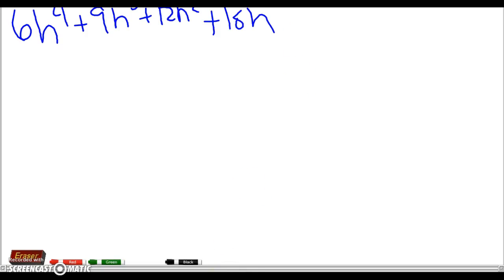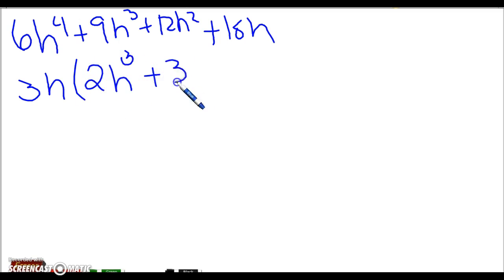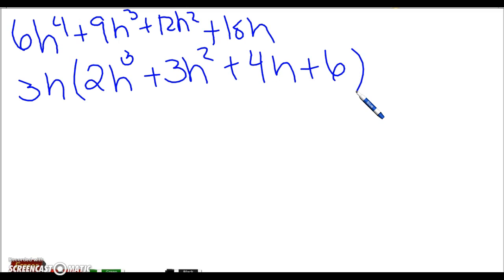So, let me move my board up just a little bit. Okay, there we go. So, I'm going to look here, and I see that I have a common factor of 3h. So, when I pull out the 3h, I'm left with 2h to the third plus 3h squared plus 4h plus 6. So, now I can factor by grouping.